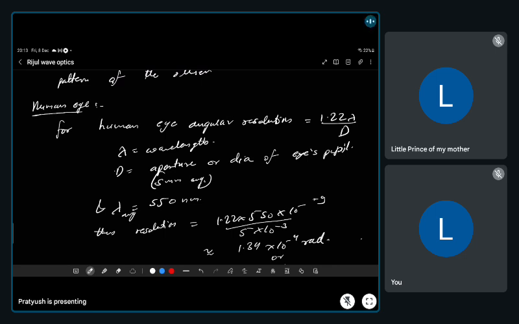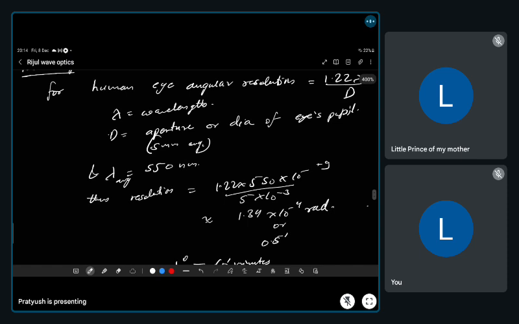So divide both of them, 1.22 lambda by d. We will get our answer. And the answer is what? The answer is coming out to be 0.5 inches. Means not even 1 degree.